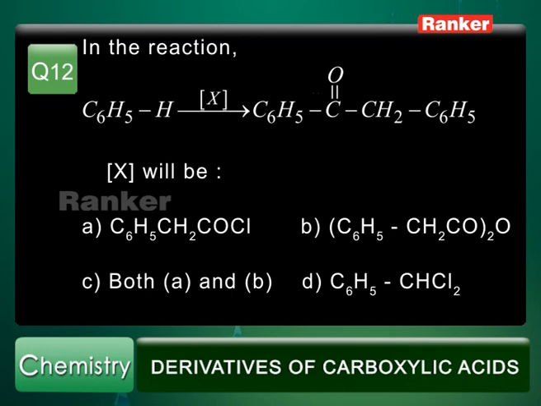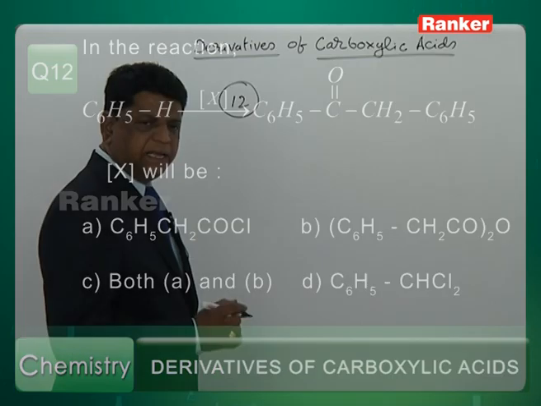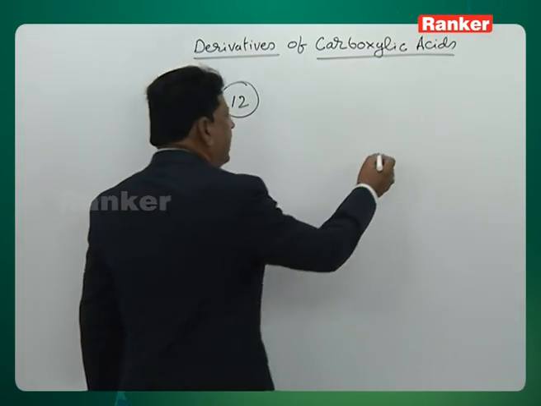Options given here are phenyl acetyl chloride and phenyl acetic acid anhydride, and both A and B are answers. The last one is a dichloro compound, benzal chloride, which is not the correct answer. A and B is the right answer, that is, option C is the right answer.